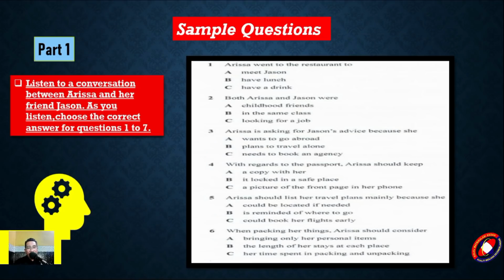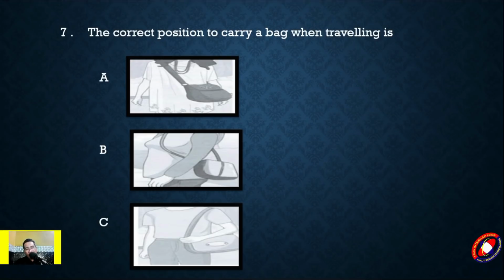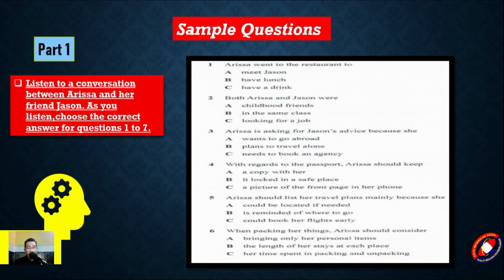Alright, okay, this should give you a mental picture, a rough idea of how the question paper will be set and how the question will be asked. Of course I have the answers, but since we are not challenging you to answer all these questions today, I'm going to play you a sample recording of part 1, the tape script for the question we gave regarding Arisa and Jason just now.